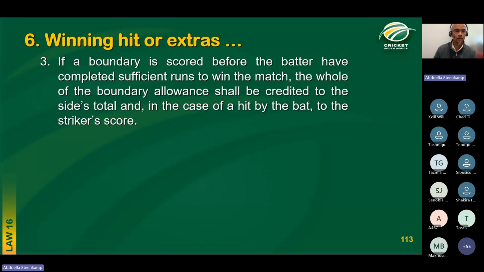So you can see, yes, the scores are level. England had to chase, so had to score 205, but they ended up on 204. But this is a drawn game, and why? England is only 5 wickets down. So if a boundary is scored before the batter has completed sufficient runs to win the match, the whole boundary allowance will be credited to the striker's score.